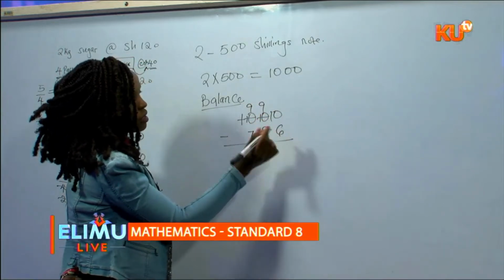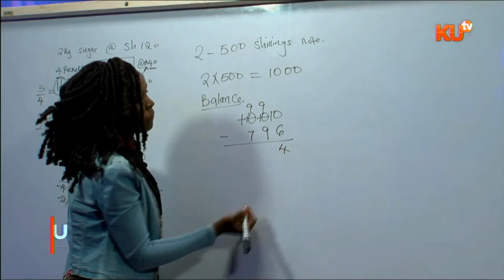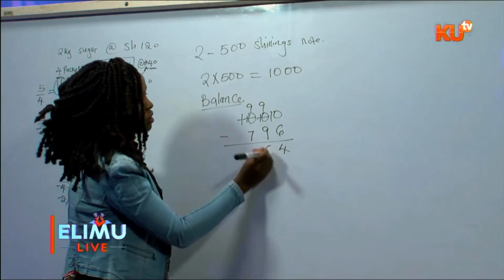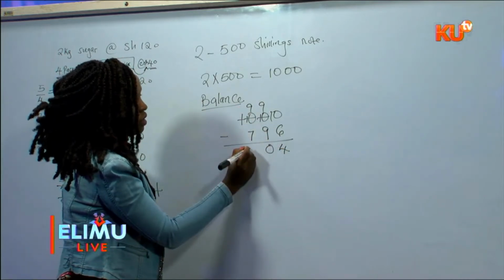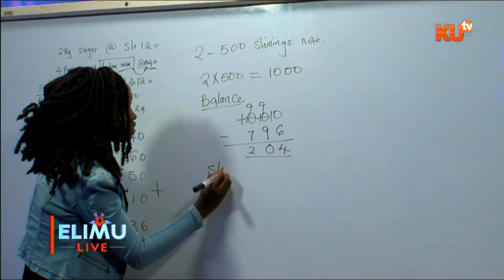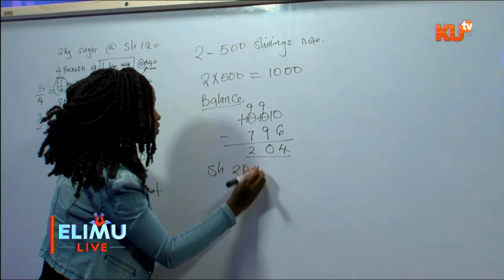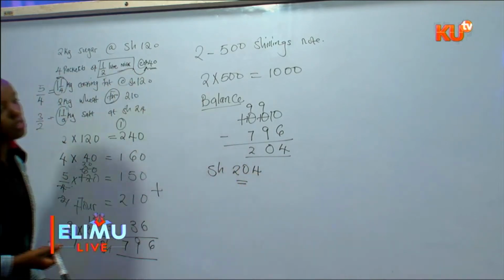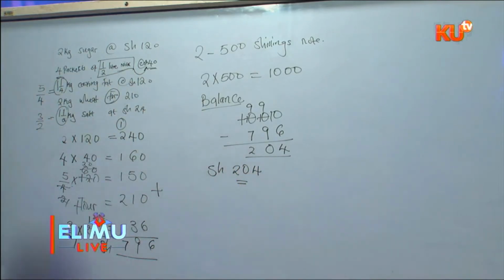So 10 minus 6, I get 4. 9 minus 9 is 0. Then 9 minus 7, we get 2. So the balance was 204 shillings. And that's what she received as her balance.